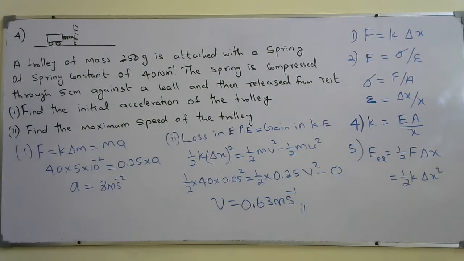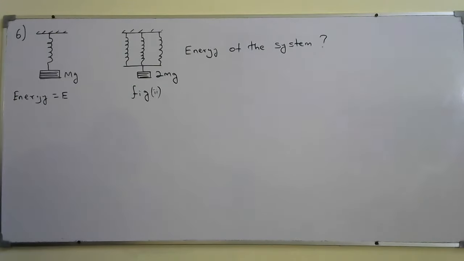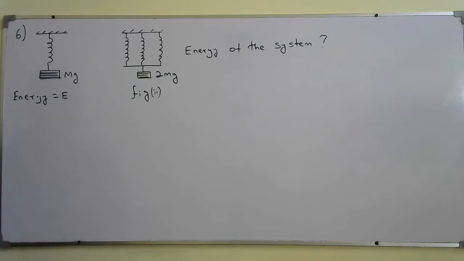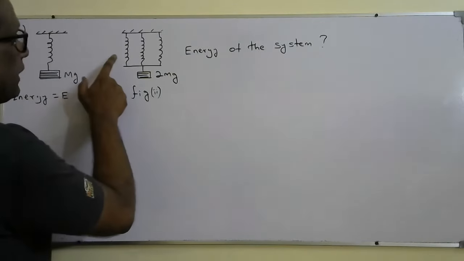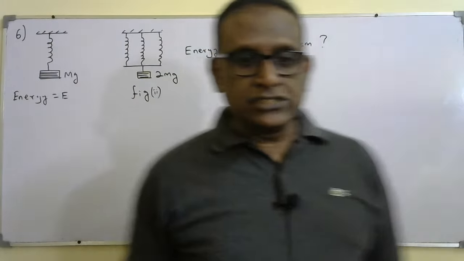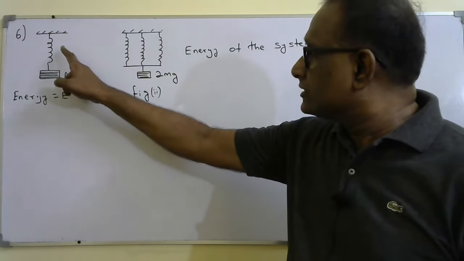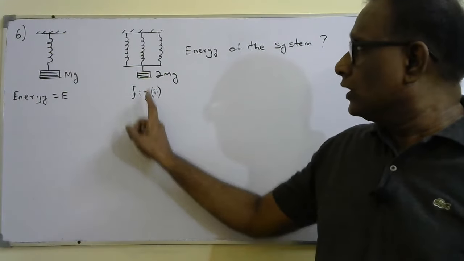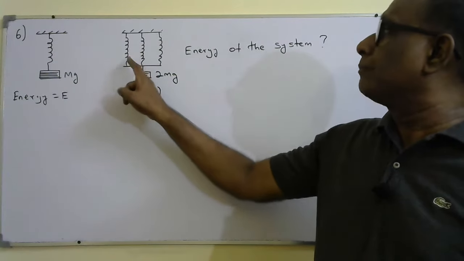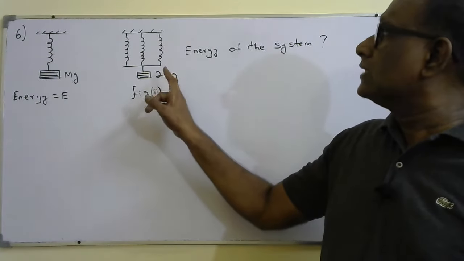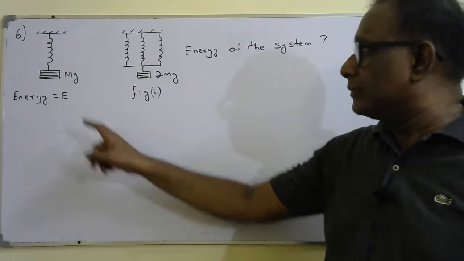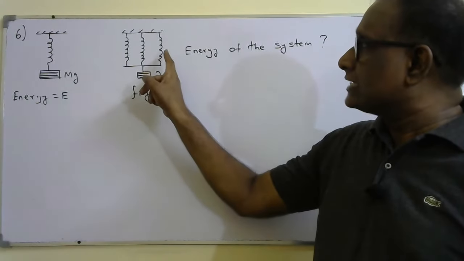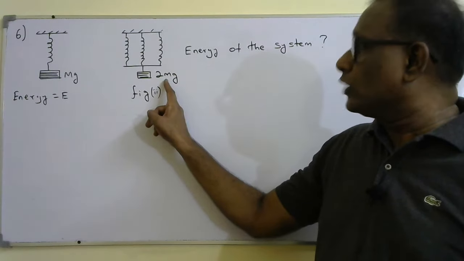Here a spring is carrying a weight mg. The energy stored in the spring is capital E. Three identical springs, the same as this one, are connected in parallel as shown in figure 2, and a total force of 2 mg is applied to the system. What will be the total energy stored in the system in terms of capital E? Here the energy stored is E when the force is mg. So that is the question.